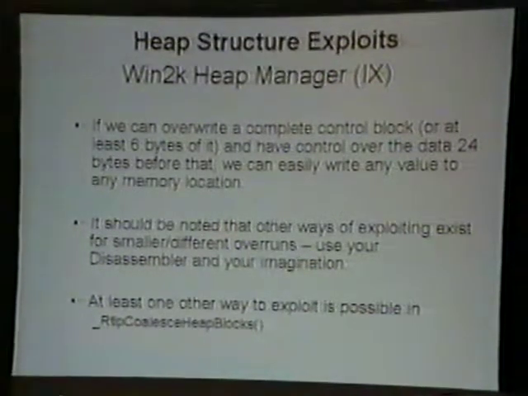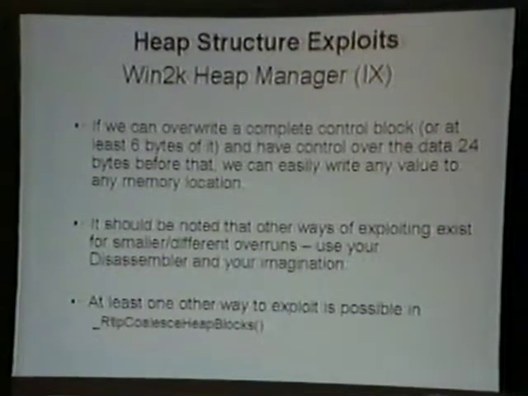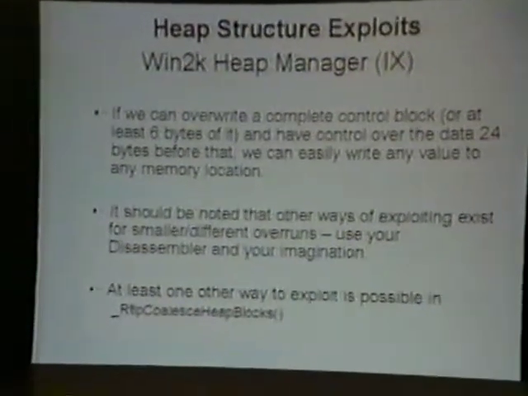Okay. So things to note down for the Win2K heap manager. If we can overwrite at least the lowest 6 bytes of the next control block, we can have the pointer slide backwards for 24 bytes in the middle of our buffer and then write to arbitrary addresses.